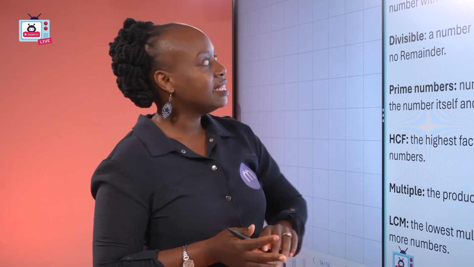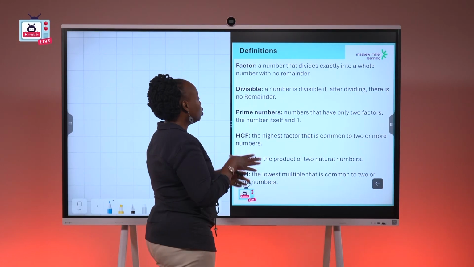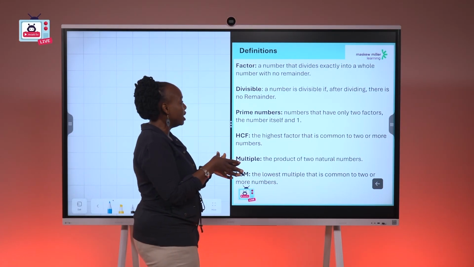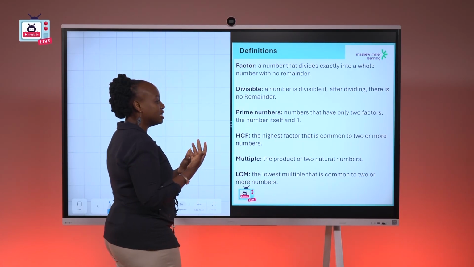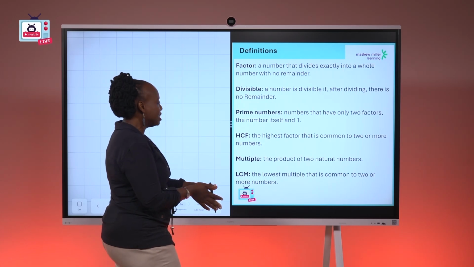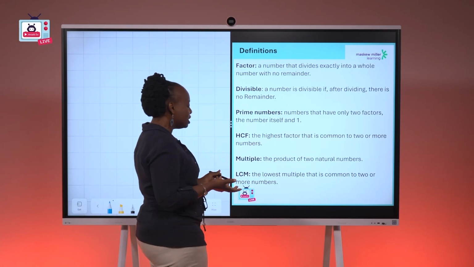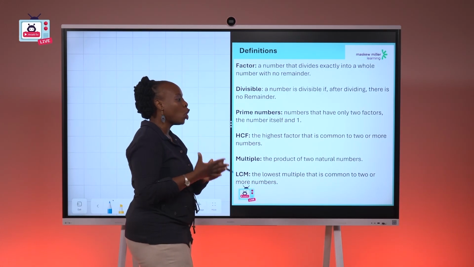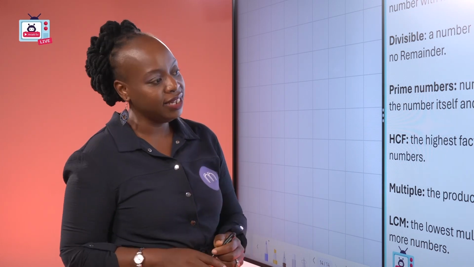Okay, so let's see some definitions for you to understand what we are going to focus on today. We have something we call factors, we have something we call divisible, we have prime numbers, we have highest common factors, which we call HCF, and we have multiples, and lowest common multiples, which we call LCM. In summary, when you see those, remember that.